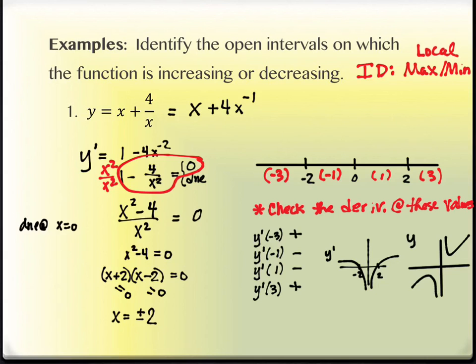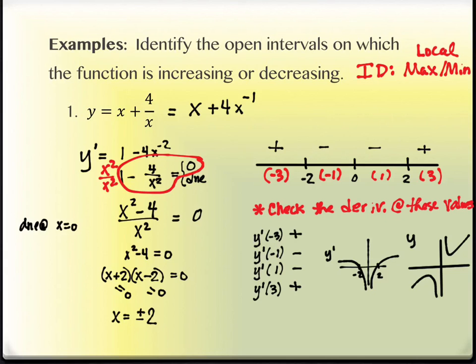So when you put the -3 into the table and you got a positive, I'm going to put a positive on my sign chart here. And then we do the same thing for the -1 and we got a negative. And we did it for +1 and we got a negative. And then we did it for +3 and we got a positive. Everybody good so far?